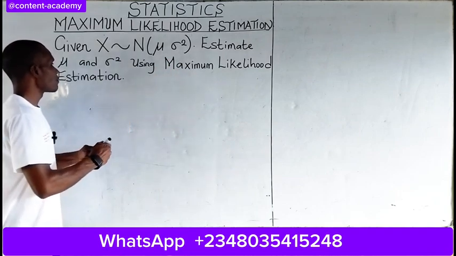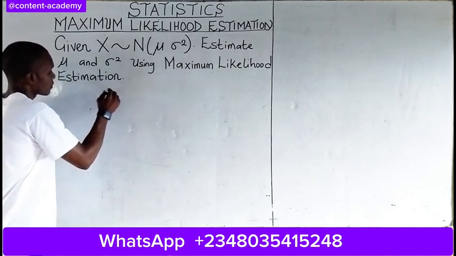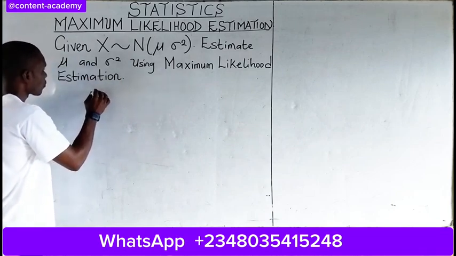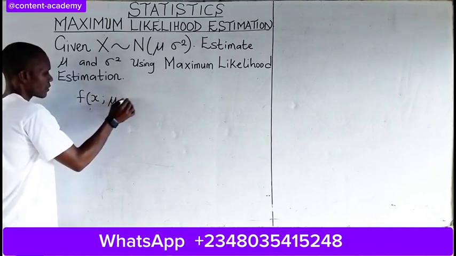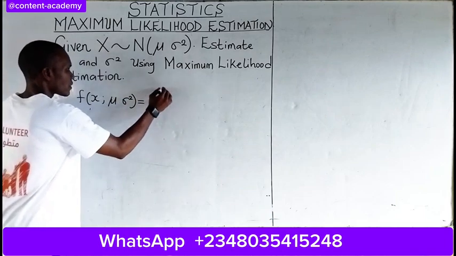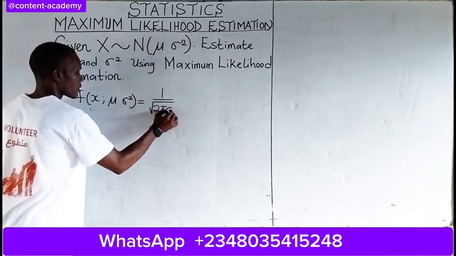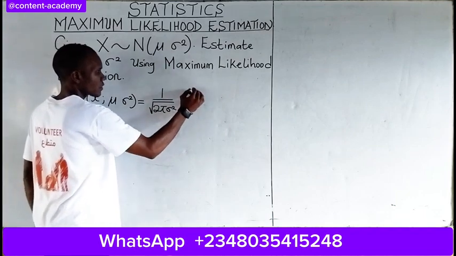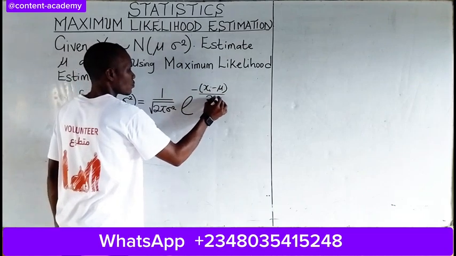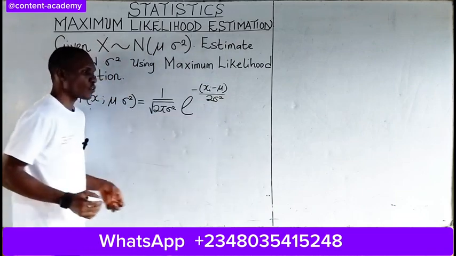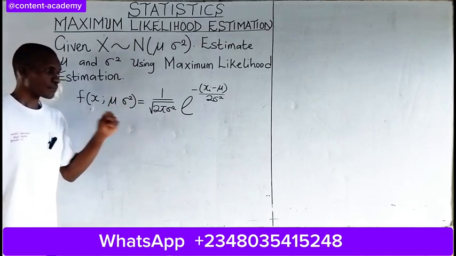This question has really been a challenge for students. So let us write out the normal distribution first. The normal distribution is defined as f(x; mu, sigma square) equal to 1 all over square root of 2 pi sigma square, exponential negative (xi minus mu)^2 all over 2 sigma squared. So this is the normal distribution, and we are asked to find the mean and the variance.